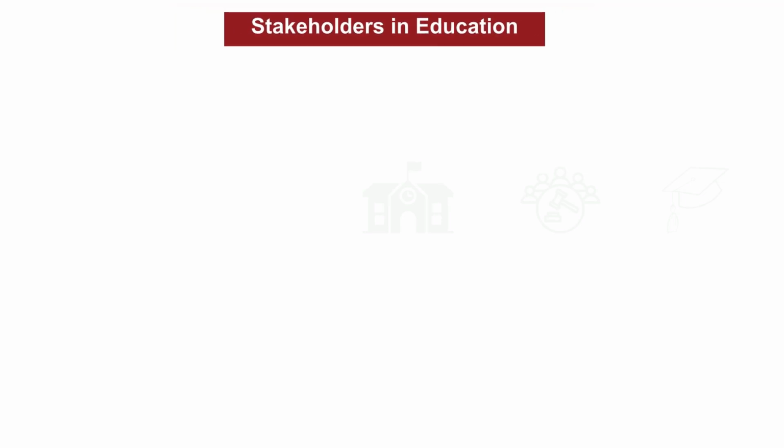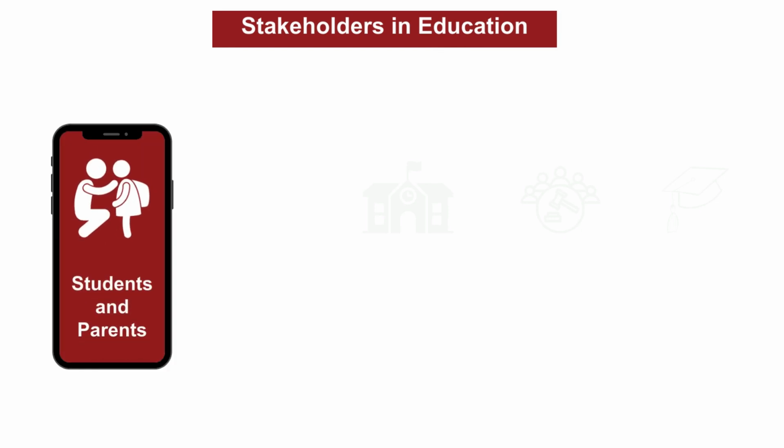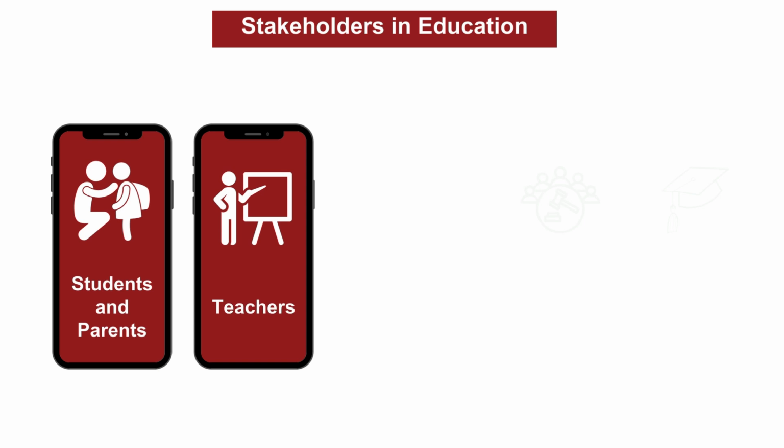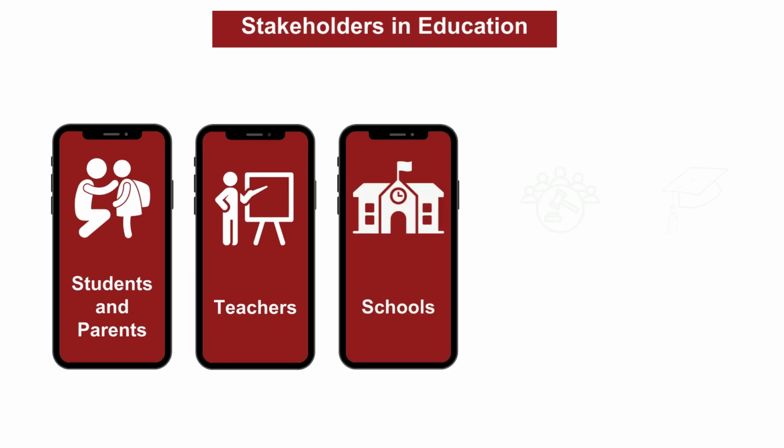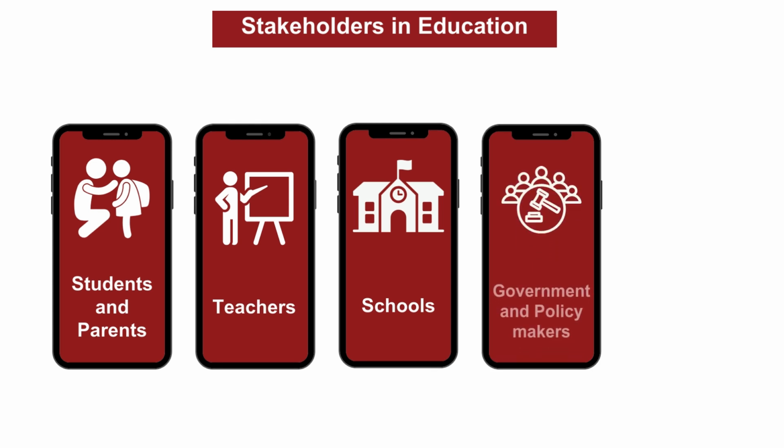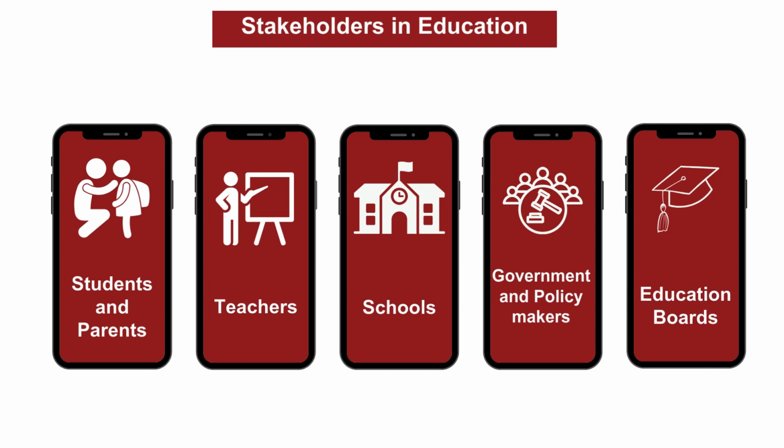In the field of education, there are several stakeholders who play important roles. These include students and parents, who are the heart of the learning process, teachers who guide and educate, schools which provide the environment for learning, government and policy makers who set the rules and regulations, and education boards which oversee standards and assessments. Each of these stakeholders contributes to the overall success of the education system.